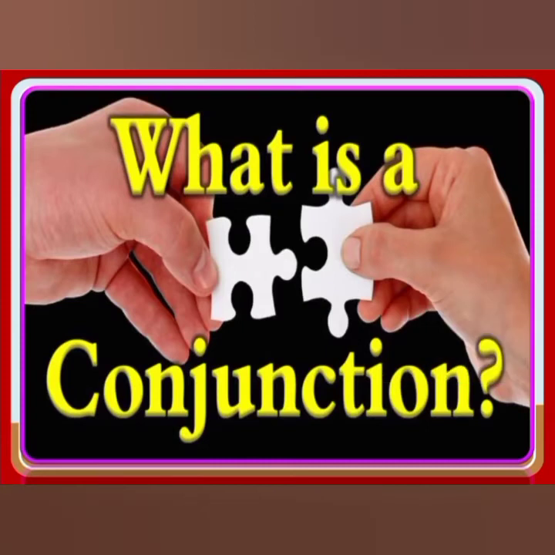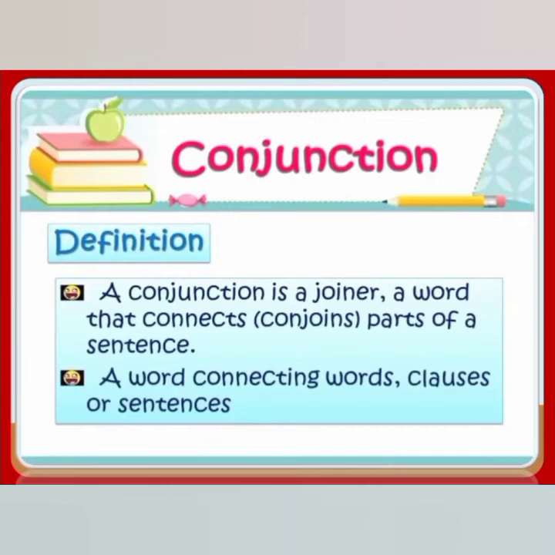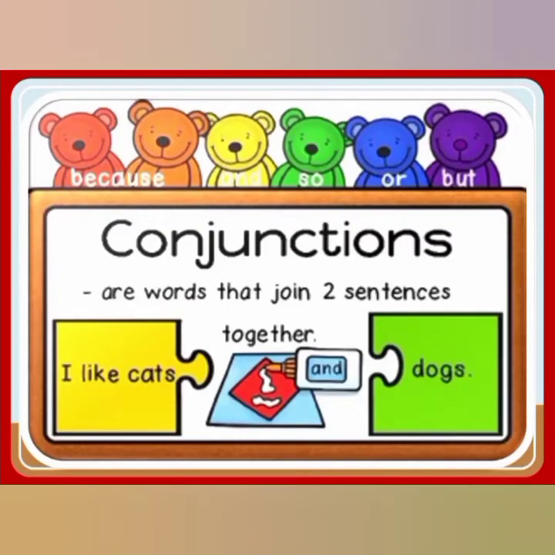So first, let's learn what is a conjunction. A conjunction is a joiner, a word that connects or conjoins parts of a sentence. A word connecting words, clauses or sentences. So that means conjunctions are the words that join two sentences or words together.